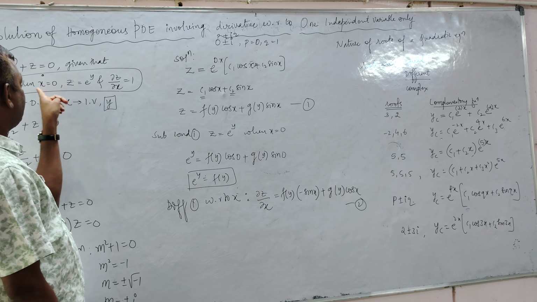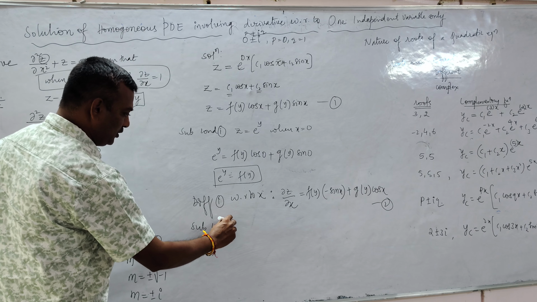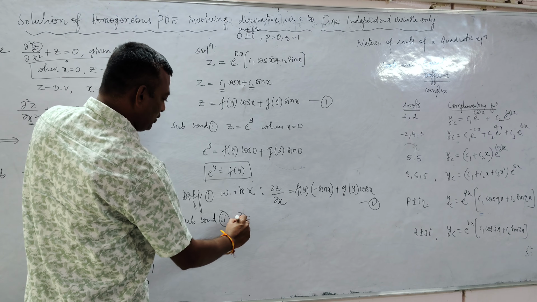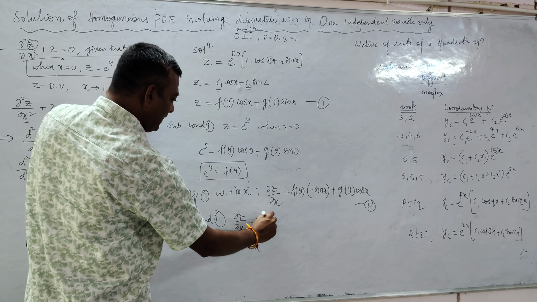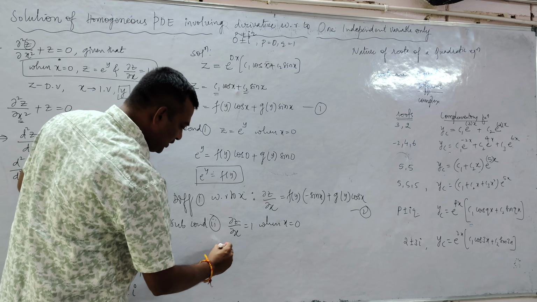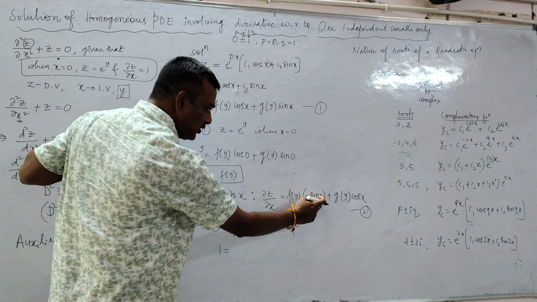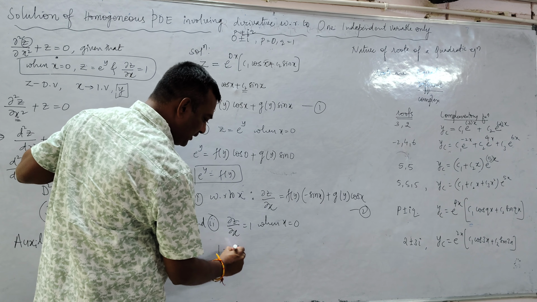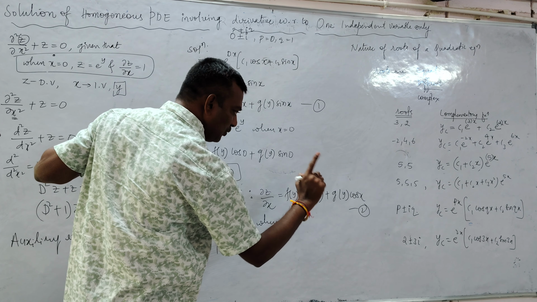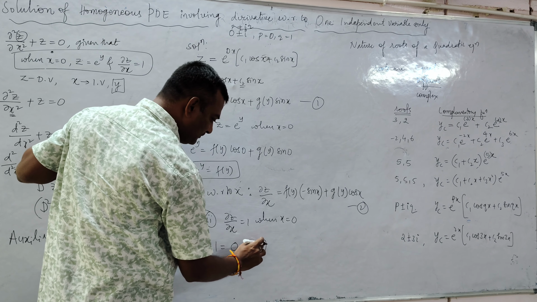Now you can use the second condition, substitute condition number 2. What is condition number 2? Dou z by dou x is equal to 1 when x equal to 0. Dou z by dou x is equal to 1 here and x equal to 0. X equal to 0 is what? The first value becomes 0. Cos 0 is 1. 1 into g of y is g of y.